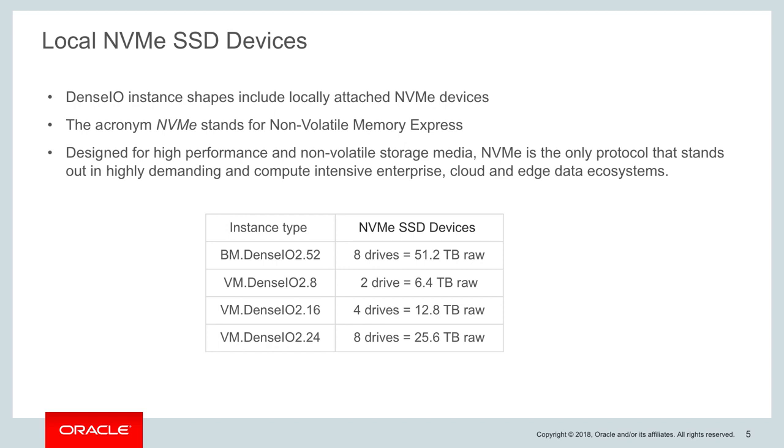You can see all the shapes that we have available. All shapes that have dense I/O in the names mean that we have NVMe SSD locally attached devices on them. For bare metal and virtual machines, you can find the number of drives available and the amount of storage associated with it.